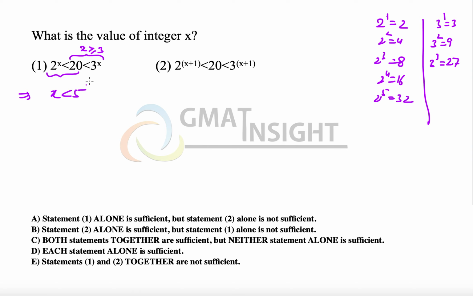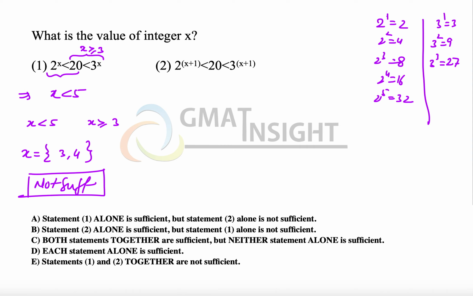Alright, so now we see that the common part is that the first part says that x is less than 5 and the second part says x is greater than or equal to 3. So the possible values of x, which are integers, could be either 3 or 4. And for that reason, we say that the first statement alone is not sufficient because there are two possibilities of x that we have arrived at. So option A and option D can be eliminated.